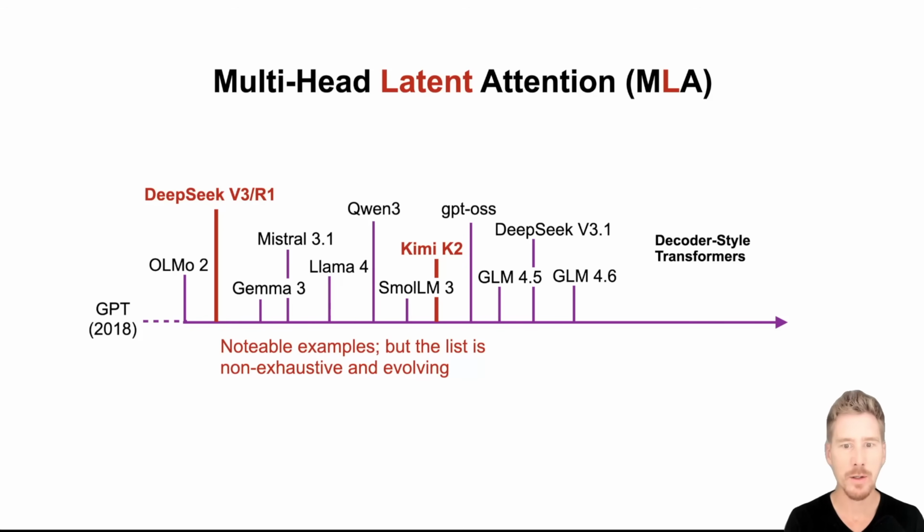This is not that new anymore, but I think it was 2024, DeepSeek version 2 introduced multi-head latent attention, and they also used it in DeepSeek version 3, which came out in December 2024. And then, of course, also DeepSeek R1, which came out earlier this year. And then Kimi K2. They use something called multi-head latent attention instead of grouped query attention.